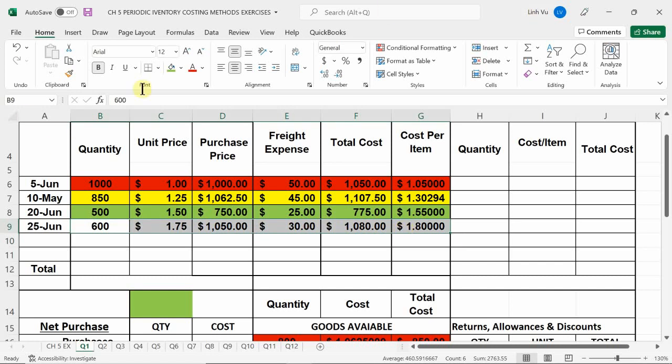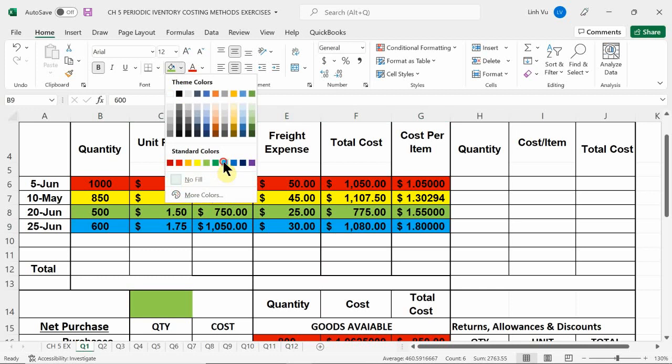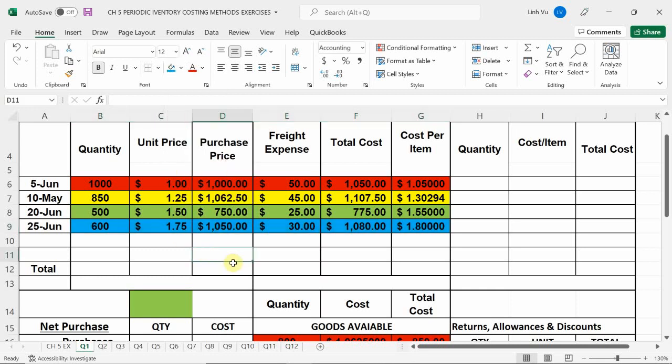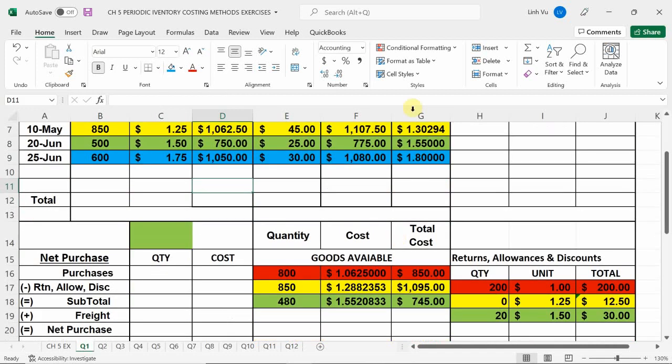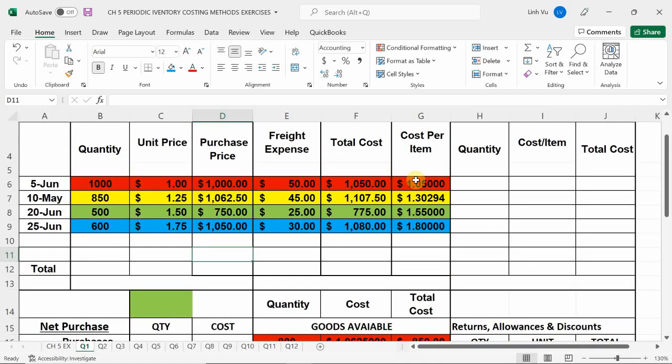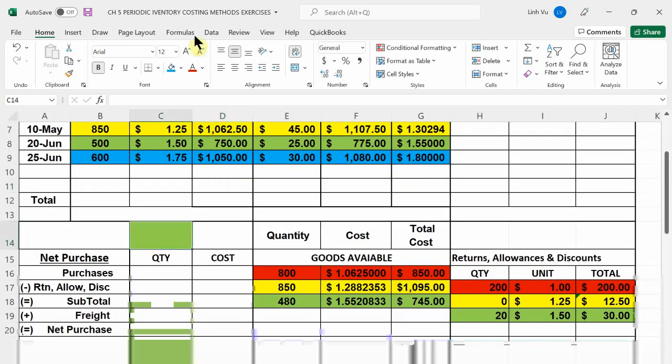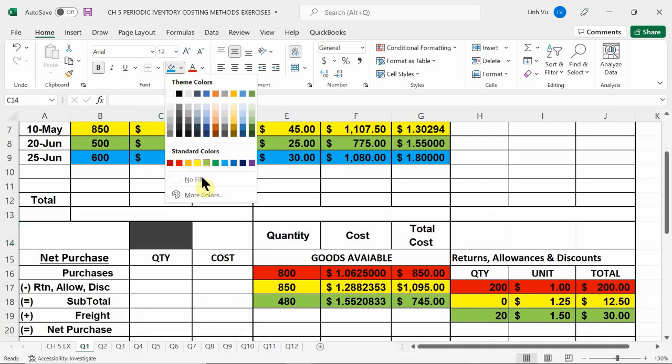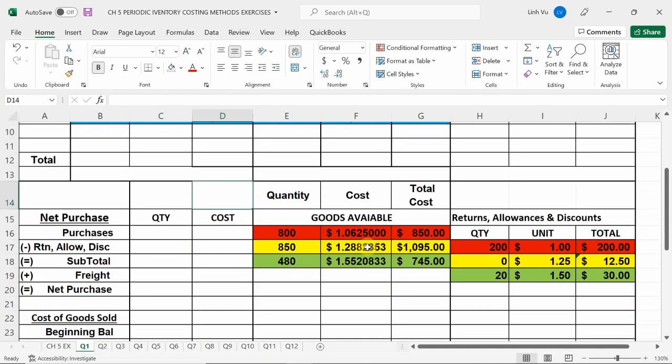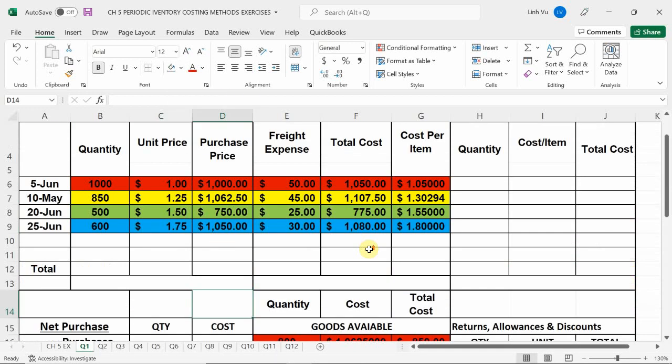And of course, I'm going to choose blue to stand out. So there you go. I got my blue batch of inventory.